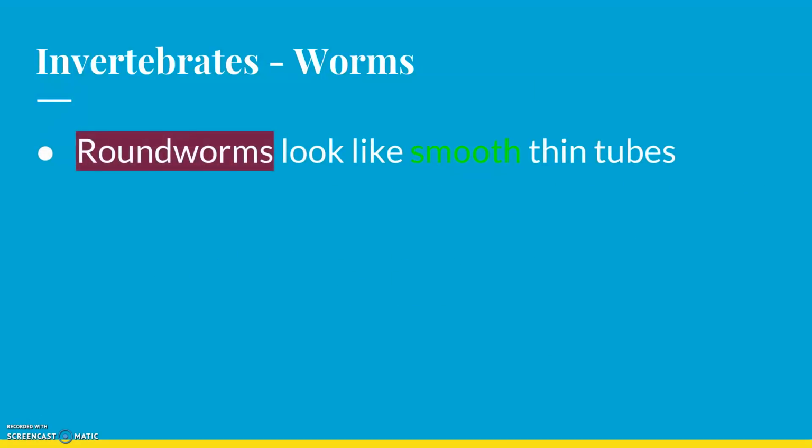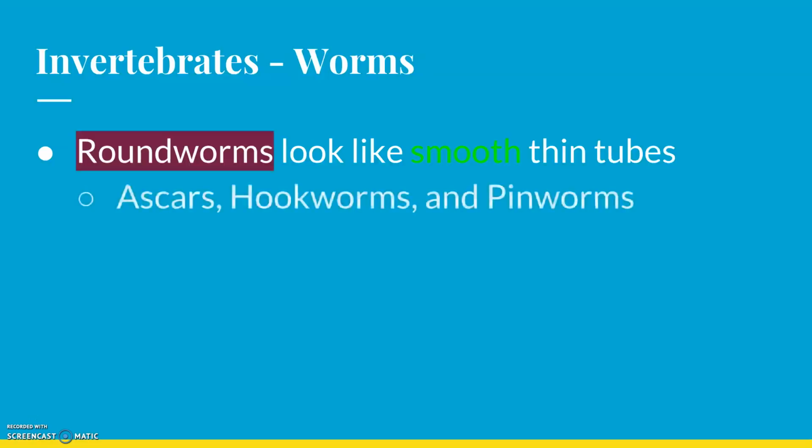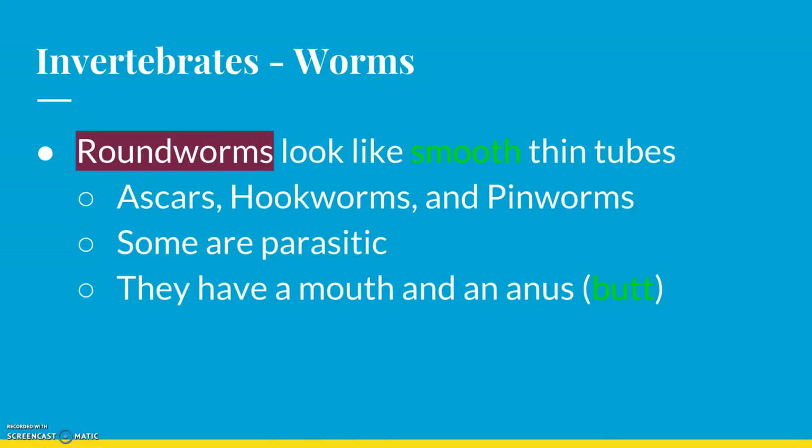Moving on to roundworms. These look like smooth, thin tubes. Think of a piece of spaghetti. It looks just like a piece of spaghetti. So there's a couple: ascars, hookworms, and pinworms. These guys, we're going to watch some videos on these as well. Okay. Some of them are parasitic, while others are just roundworms.